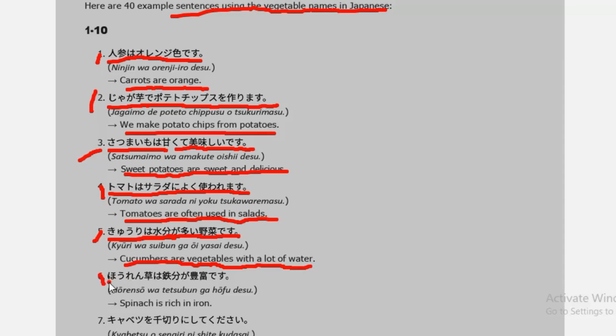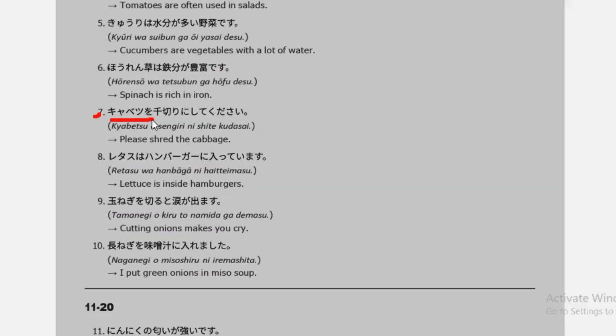The next example is horenso wa tetsubun ga hofu desu. Means spinach is rich in iron. Seventh example is kyabetsu o sengiri ni shite kudasai. Means please shred the cabbage. The next example is retasu wa hamburger ni hatteimasu, means lettuce is inside hamburgers.